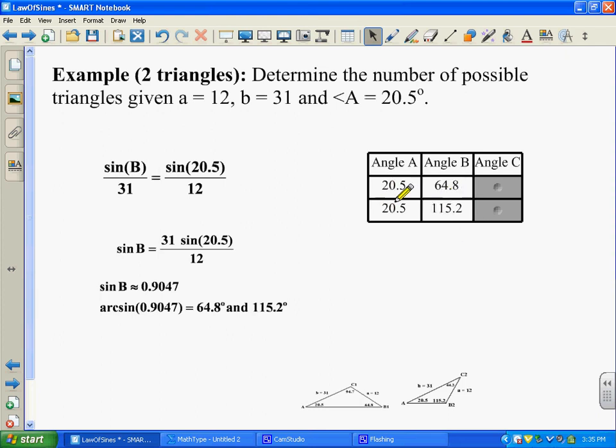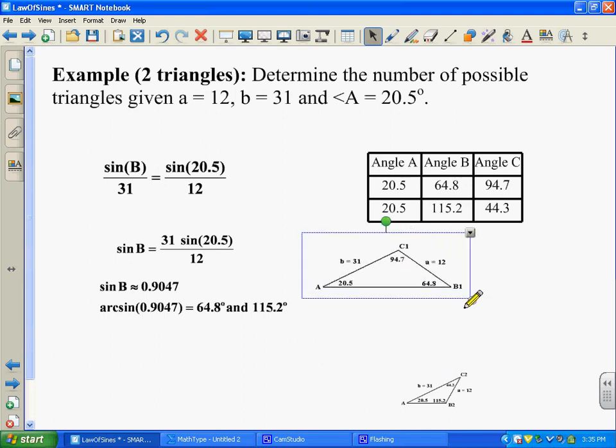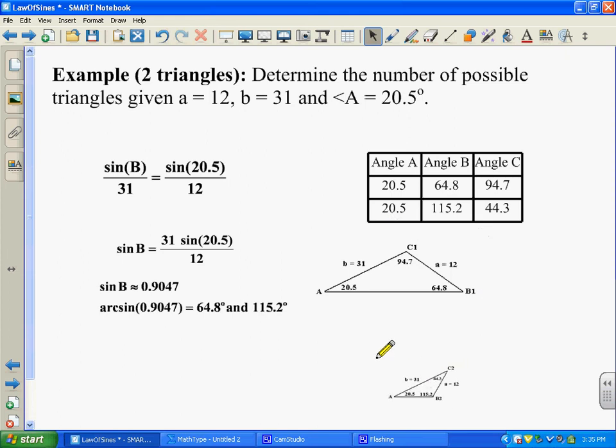Angle B, we get two values. Okay. Now if we add these up and subtract from 180, we get angle C of 94.7, so that's all okay. If we add these up and subtract from 180, we get 44.3, and again, that's okay. So here we have two triangles. Here's one of them, and here's the other one. So we got that using the law of sines.